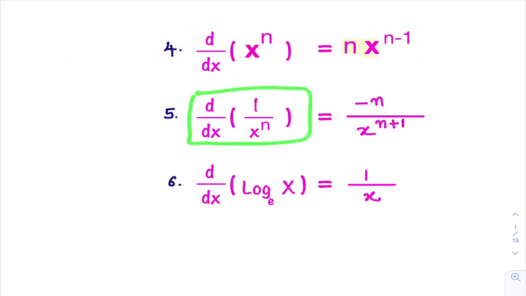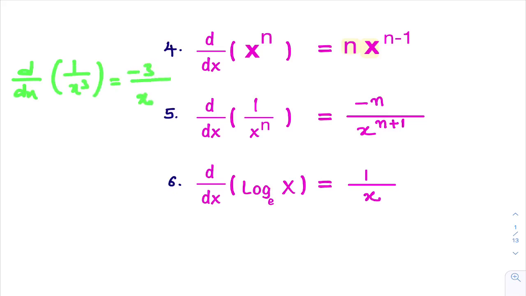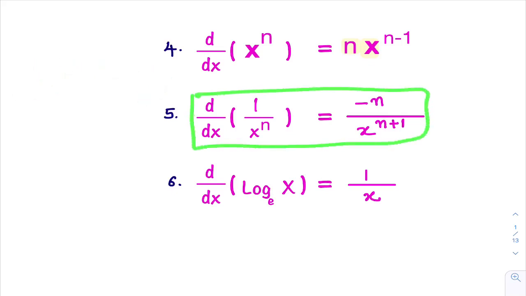Derivative of 1 by x power n. Here, this formula I got from this only. 1 by x power n is nothing but x power minus n. Okay, so here I have written this formula separately so that we can use this directly. I am getting this from this formula only. Derivative of 1 by x power n is minus n divided by x power n plus 1. For example, derivative of 1 by x cube is there. Derivative of 1 by x cube is what? Minus 3 divided by x power 3 plus 1, 4. So, like that, we'll apply this formula. You need to memorize this. Okay.